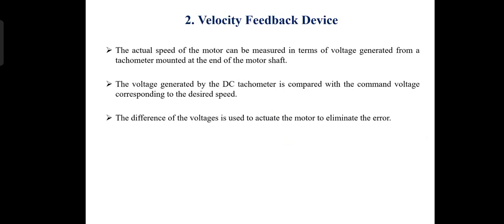These are the velocity feedback devices. The actual speed of the motor can be measured in terms of the voltage generated from a tachometer mounted on the end of the motor shaft. The voltage generated by the DC tachometer is compared with the command voltage corresponding to the desired speed. The difference in voltage is used to actuate the motor to eliminate the error.